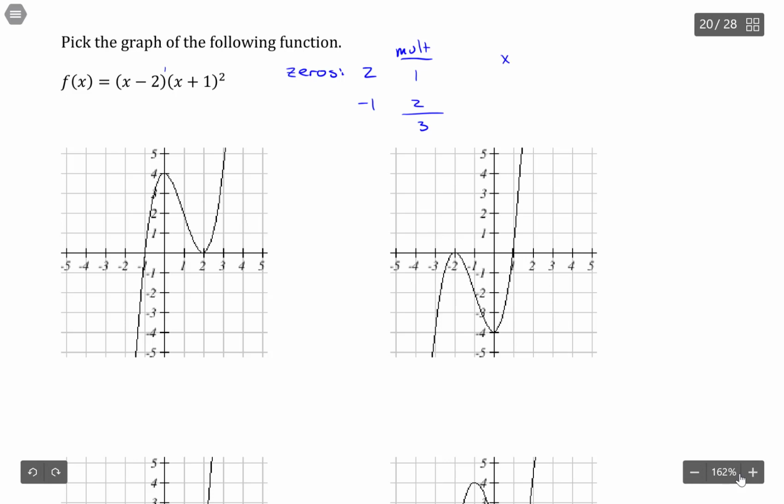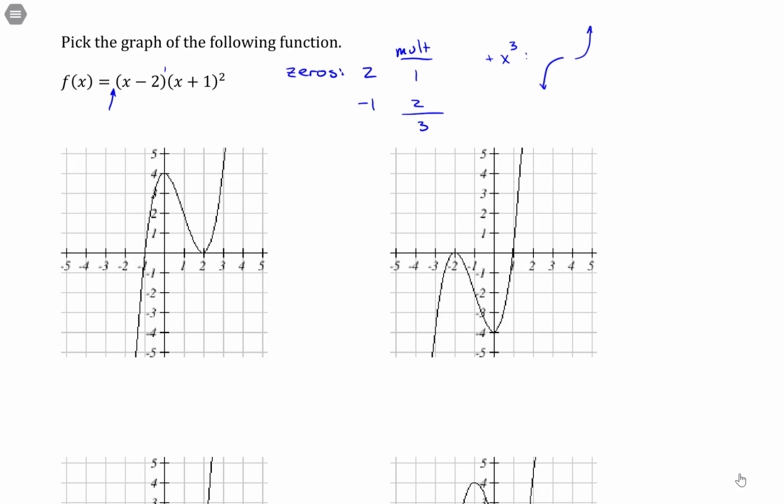And the leading term coefficient is positive because there's no negative number here indicating that the coefficient would be negative. So a degree 3 polynomial that has a positive leading term coefficient starts in the negative direction and ends in the negative direction in terms of end behavior. So let's see which ones match up here.